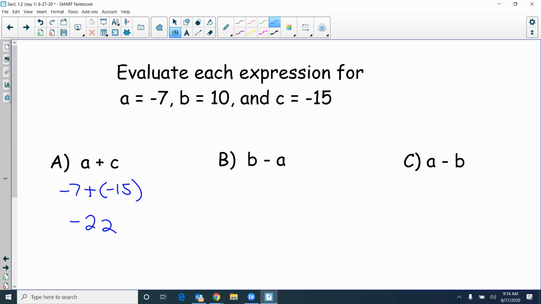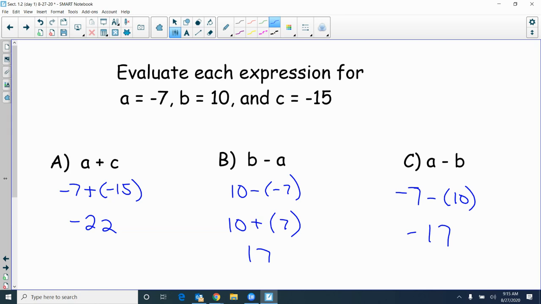Okay. B minus A. B is 10 minus A, which is -7. 10 plus +7. Two negatives just become a plus. 10 plus 7 is? Yep. 17. Thank you, Colin. 17. And A minus B is going to be -7 minus B, which is 10. You can write it like that. And final answer, -17.